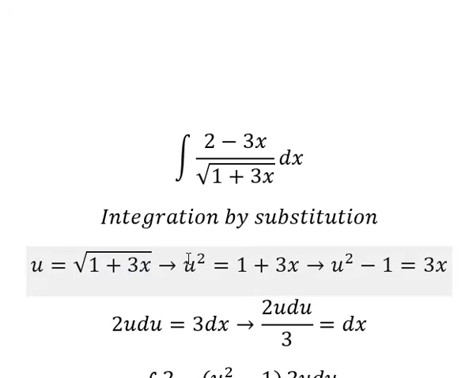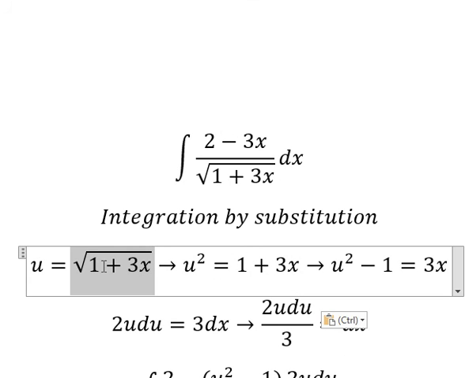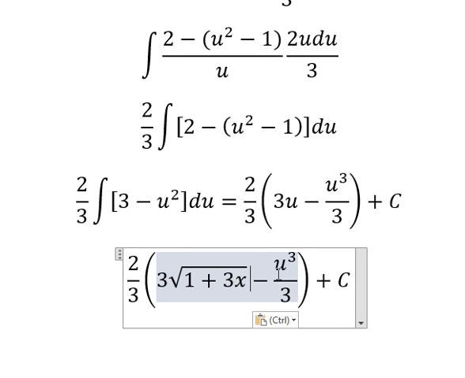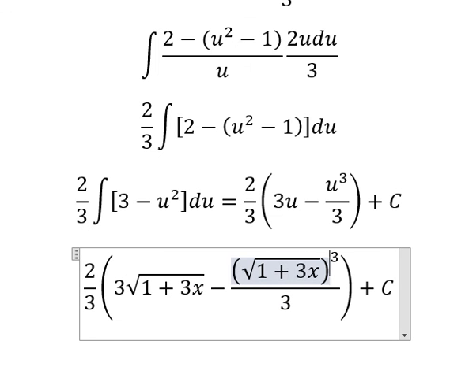As for u, that is this one. So we put this one to replace u, and we can get the final answer.